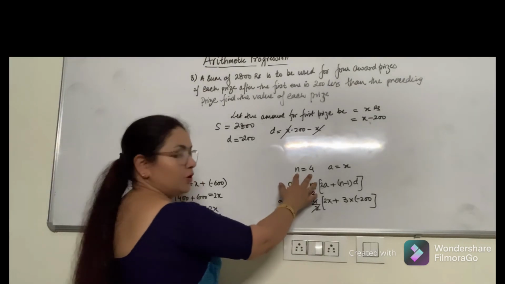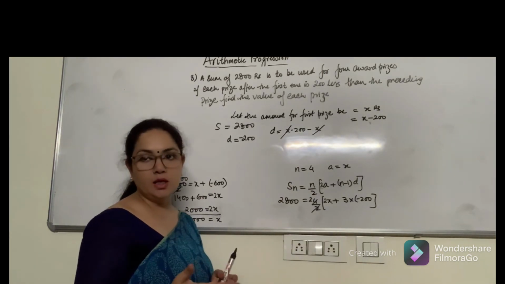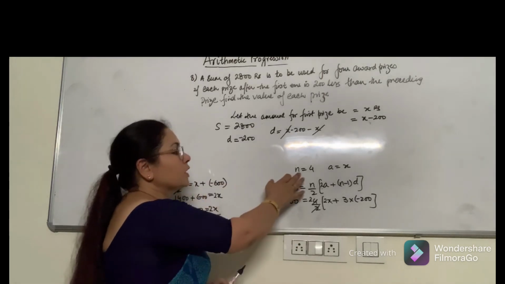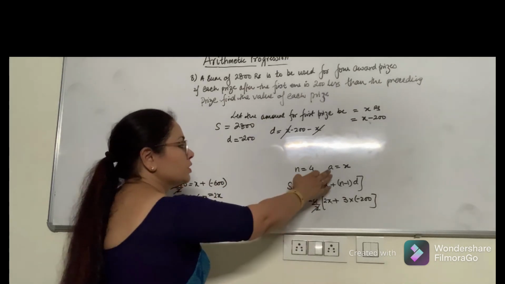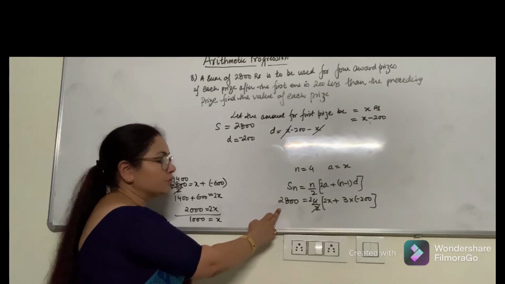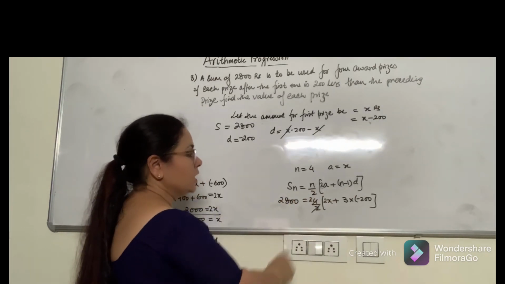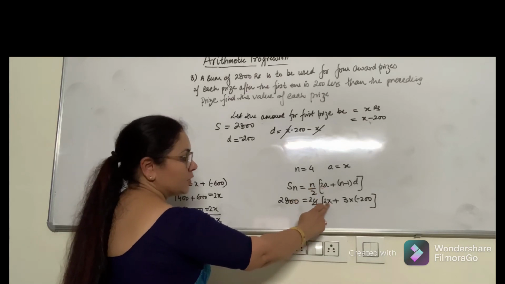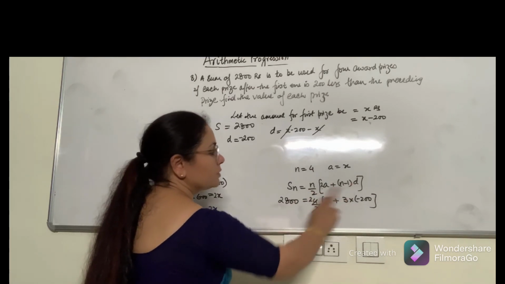Now we know the total number of terms in the series. We can calculate this by other formulas also, but because we are studying AP, I'll do it with arithmetic progression only. How many prizes do I have to make? 4 prizes. So the number of terms is 4, and the first term is x. I use the formula Sn is equal to n by 2 (2a plus (n minus 1)d). So 4 by 2, 2x, and 4 minus 1 is 3, and the common difference is minus 200.